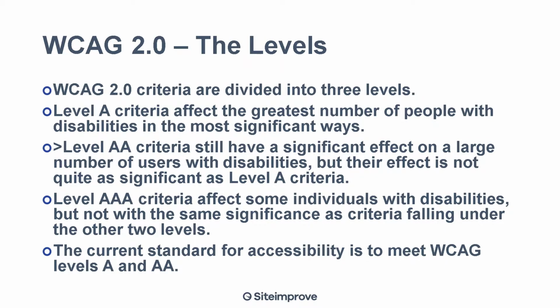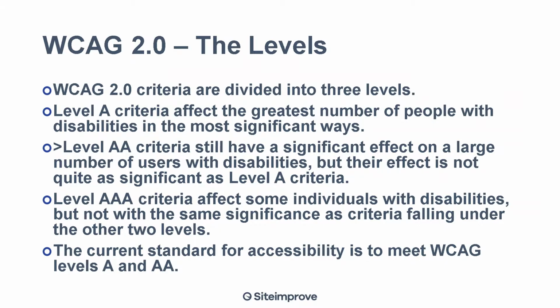AA criteria still affect a lot of people, not quite as many, and the effect may not be quite as severe, but still a significant effect. AAA criteria affect some people, but not too many. They're good to shoot for. It's almost impossible to get a site that's compatible with WCAG A, AA, and AAA guidelines.